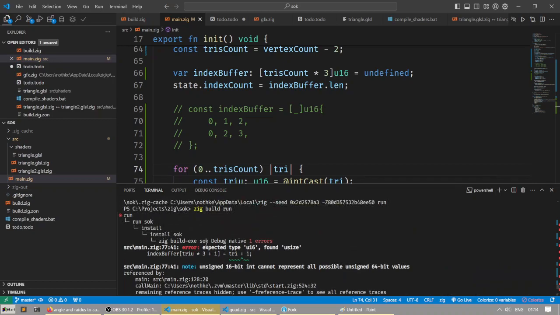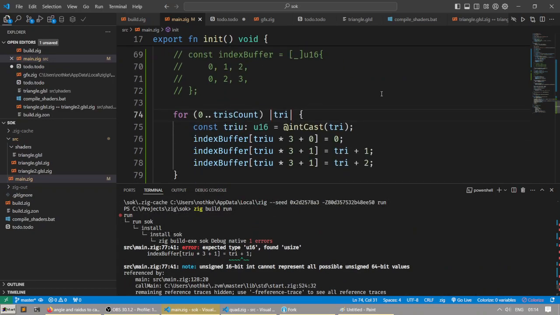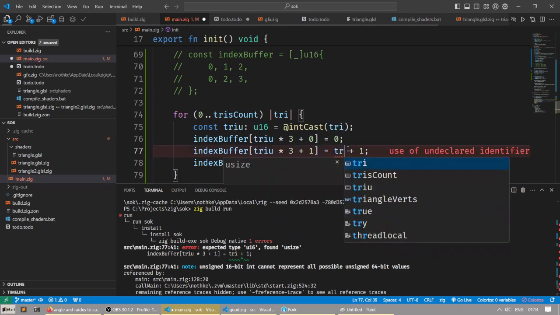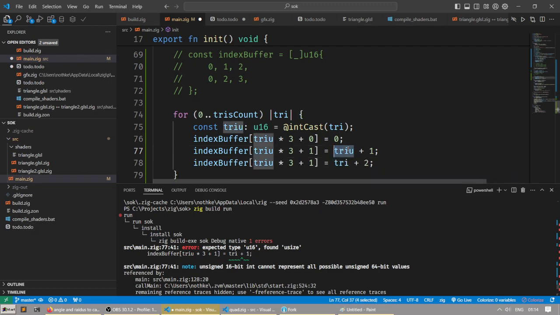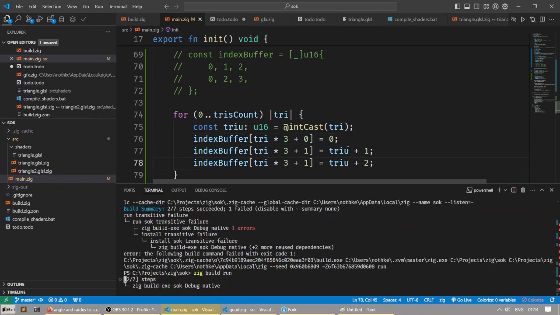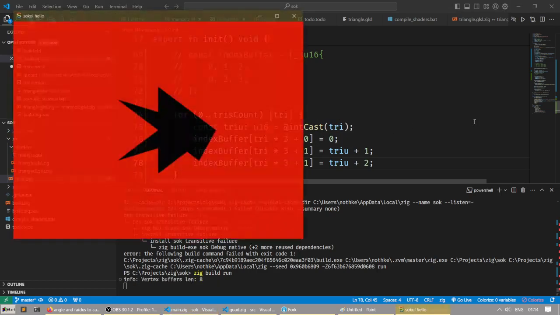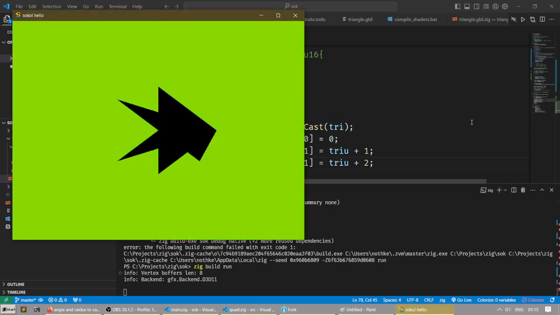No, what does it say? Expected type U16 found U size. Wait a minute. No, this is not. Oh, this is the one that I need to change. Not this. Okay, so this could have stayed the same. There it is. Beautiful. Look, it works.